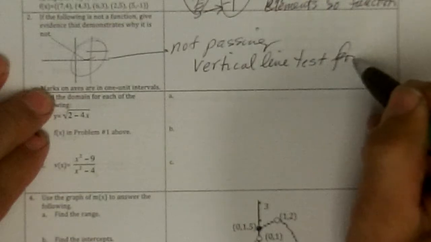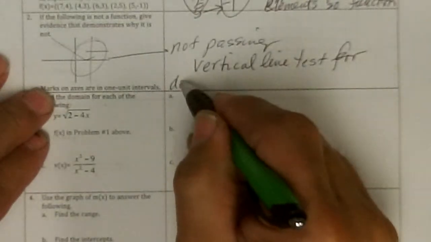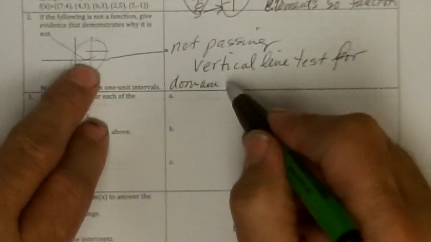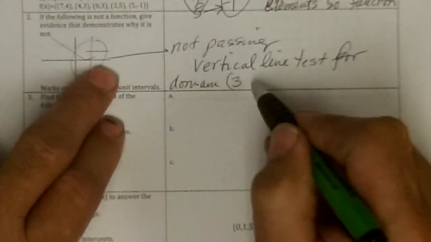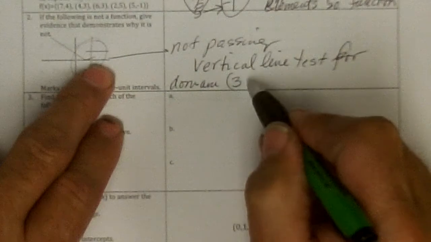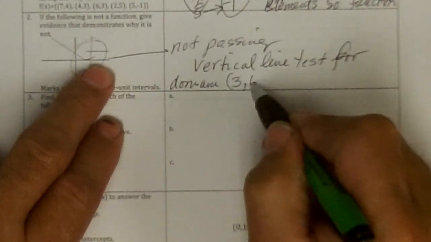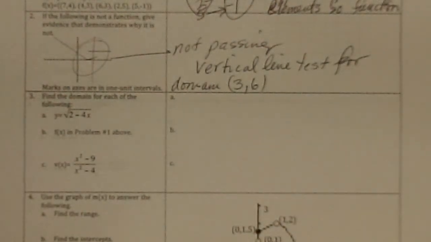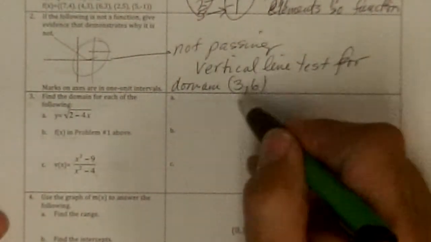For domain, somewhere between 3 and 6, looks like. And it might include 3 and 6 because there's no dots, you can't really tell. So it could be closed brackets on that if I wanted.